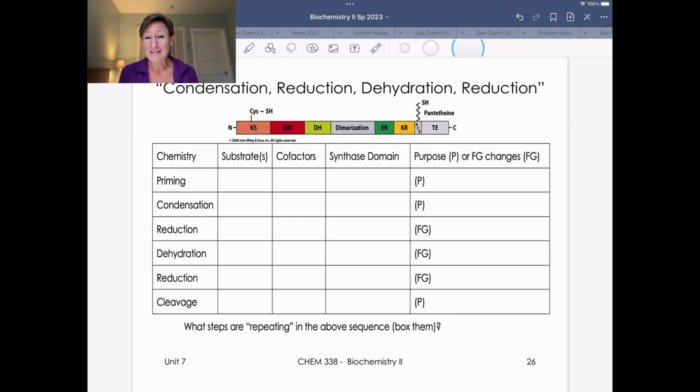I know there's a lot on this slide, but I promise you, stick with me, and by the end you will know exactly how fatty acid synthase works to synthesize saturated C16 palmitic acid in mammalian cells.